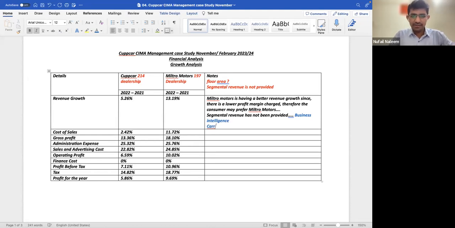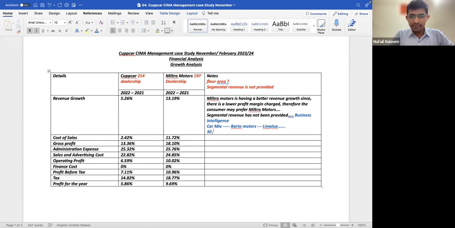Car mix. Students, can you remember there needs to be a mix of cars? Currently, if you see our company, we have only two categories, Bata Motors and Limolux. Correct, students? We only have these two. Now, in the market, there are 30 brands. So the question is, where is the car mix? That may also be one reason our revenue sectors are very long.